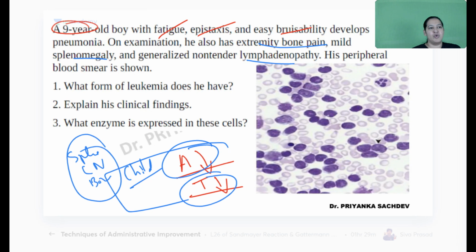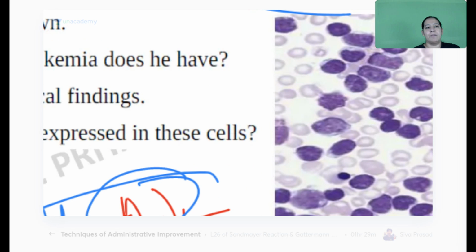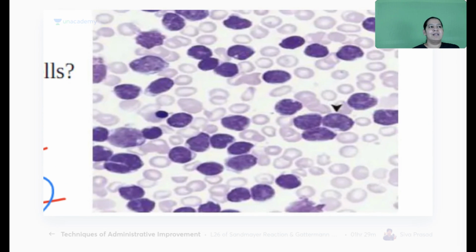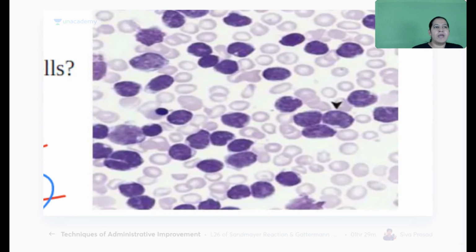So peripheral smear is shown to you. I will zoom out the image and ask you what type of leukemia it is. So what is the type of leukemia shown here? Now see the arrow. It is showing blast. All of them are blast.